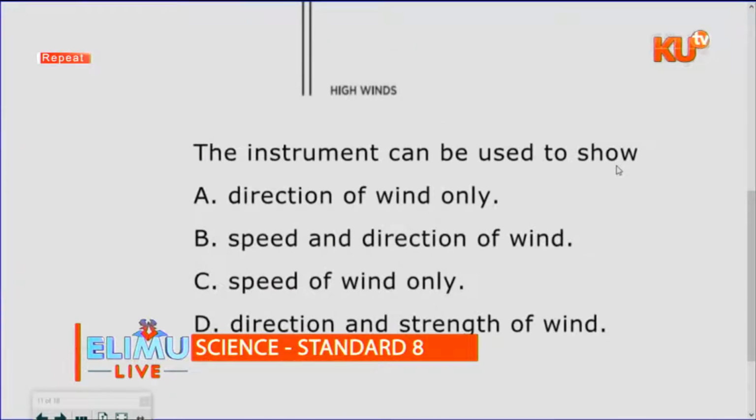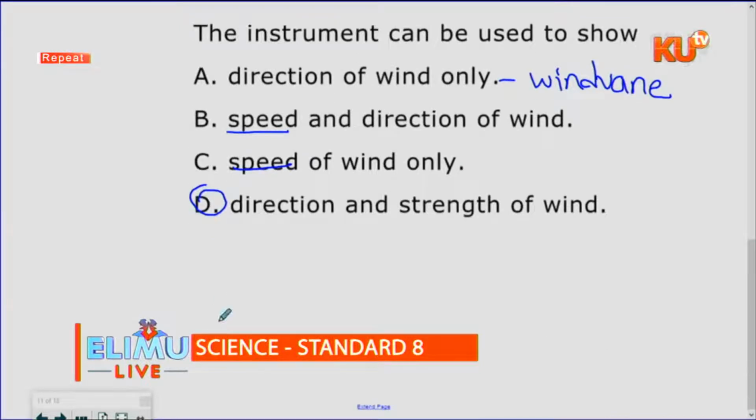So we have direction of wind only. This one, you can say it is a wind vane. Speed and direction of wind, we don't measure speed of wind using a windsock, so that is wrong. Speed only, we don't measure speed using a wind vane. So the right answer is direction and strength of wind.